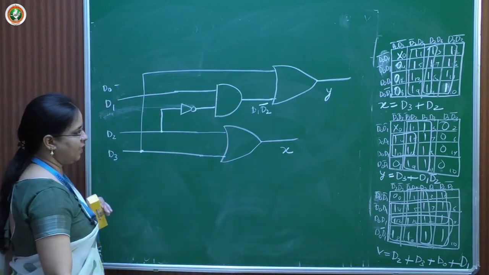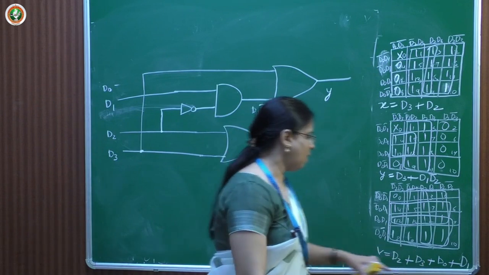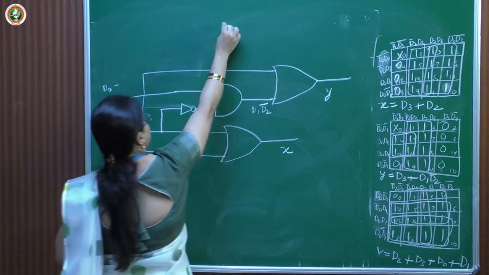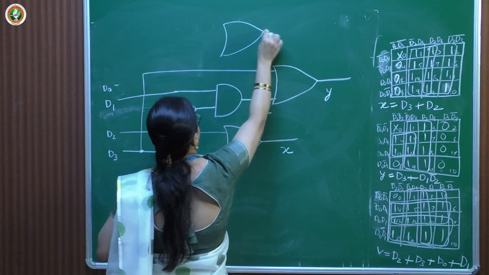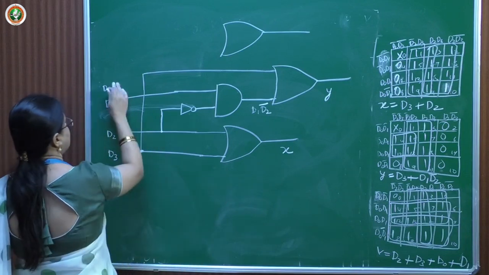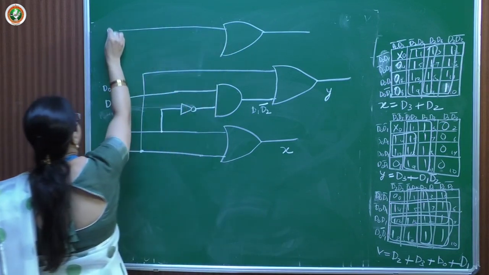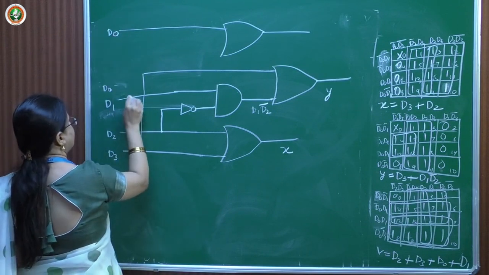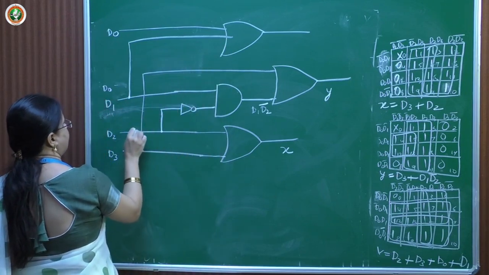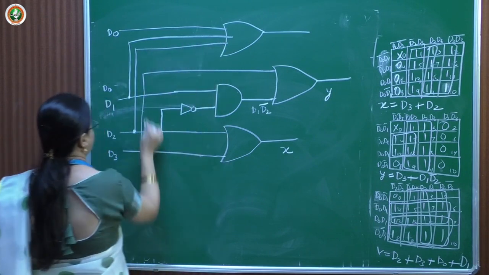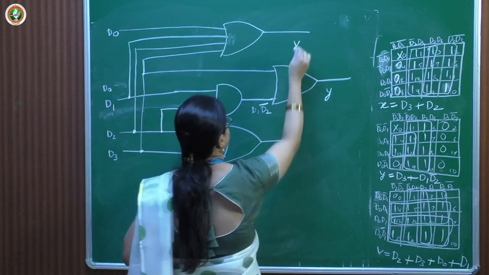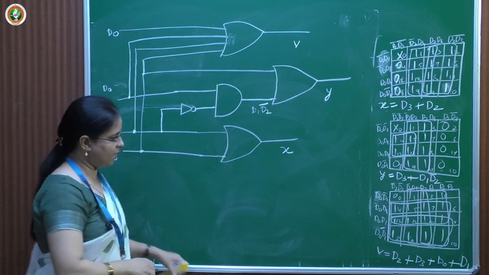Then what is V? V is just an OR function of 4 variables. So take one OR gate. Then I have to take inputs from all of D0, D1, D2, and D3. So I will take D0 here, then D1, then D2, then D3. And this is the output equation for this particular logical expression for V.